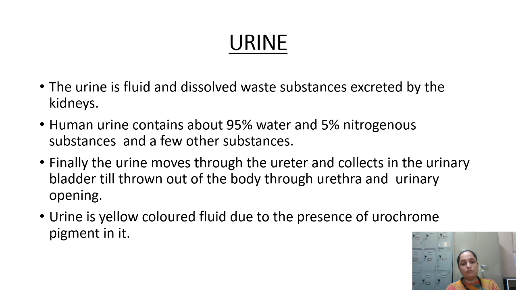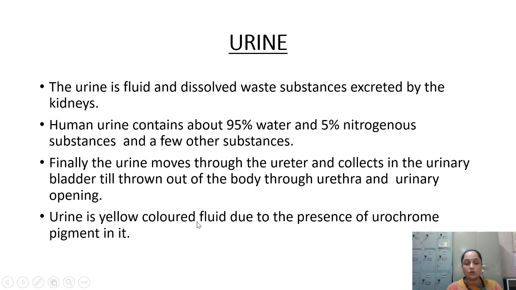So finally the urine moves through the ureter and collects in the urinary bladder till it is thrown out of the body through the urethra. Okay, so how will it be thrown out? See, two pipeline structures are there, known as the ureters. They pour the urine into the urinary bladder, and when the urinary bladder is filled, then because of the opening of the sphincter muscles, this urine is released through the opening or mouth of the urinary bladder, known as the urethra.